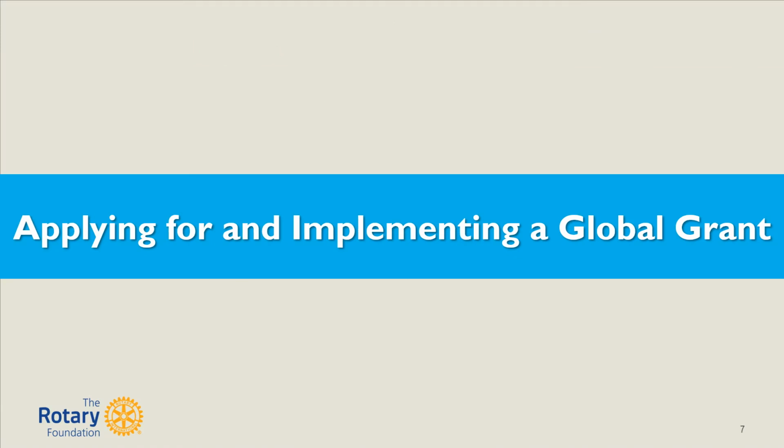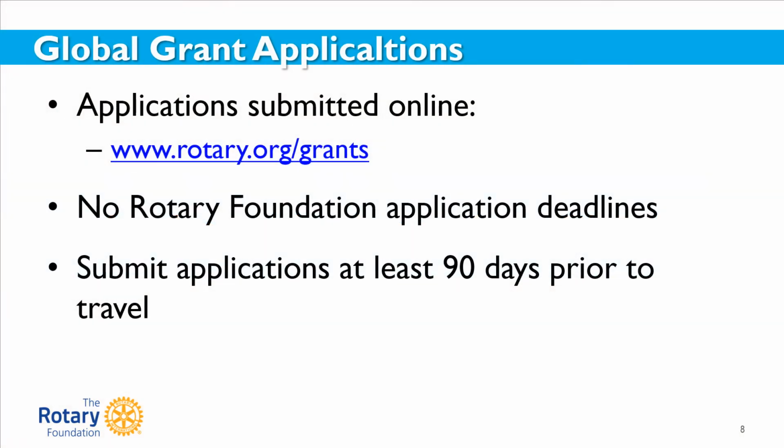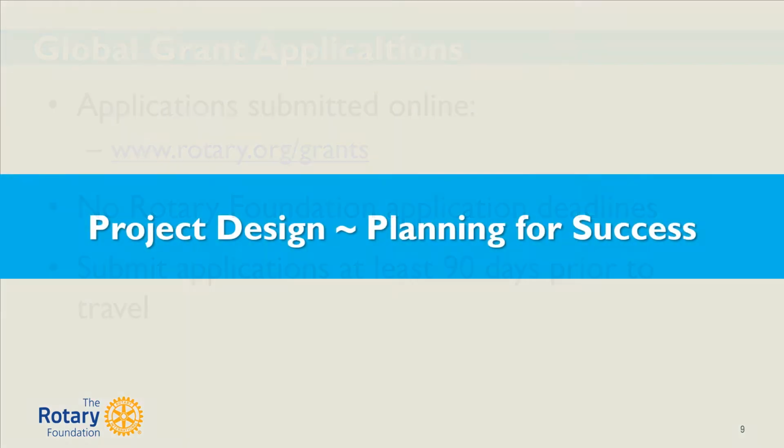Let's talk about applying for and implementing a global grant. You should begin every application by first completing, as much as possible, the Global Grant Application Template. Global Grant applications are submitted online. The Global Grant Application Template is accessible by going to www.rotary.org/grants. Applications are accepted on a rolling basis throughout the year. There are no application deadlines. However, if your application includes travel, please ensure that it is submitted at least 90 days before the travel is scheduled to begin.